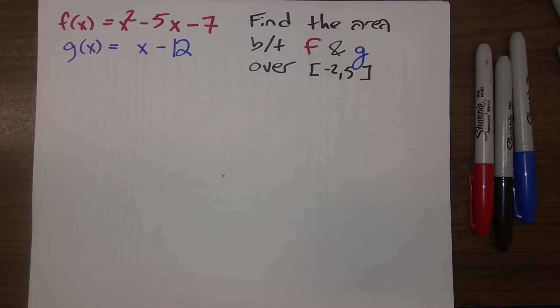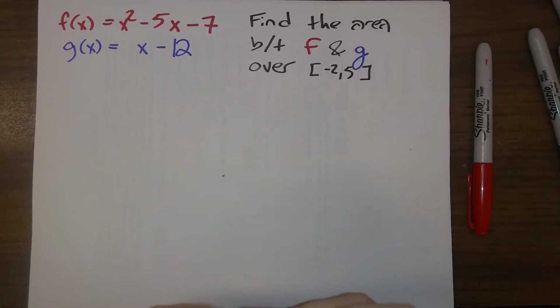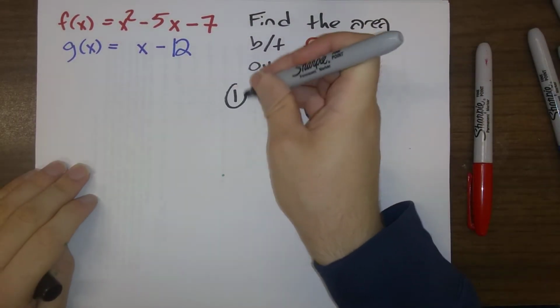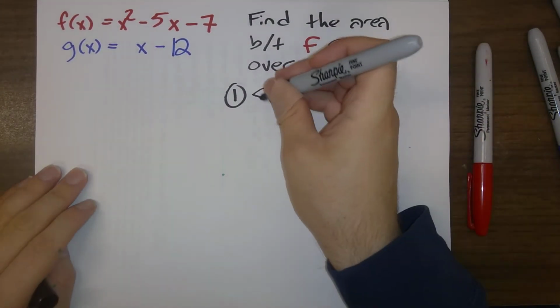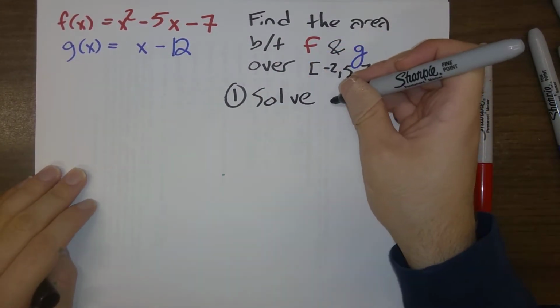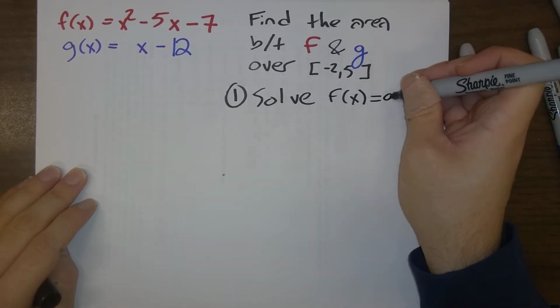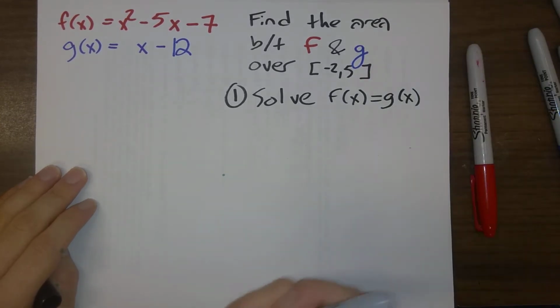The thing that we're going to want to think about is that I'm not telling us which function is on top and which function is on the bottom. Are we going to integrate f minus g, or are we going to integrate g minus f? As it turns out, that answer is going to change based off of where we are. There are several steps that we'll have to do with this problem. The first thing that we want to do is solve the equation f of x is equal to g of x.